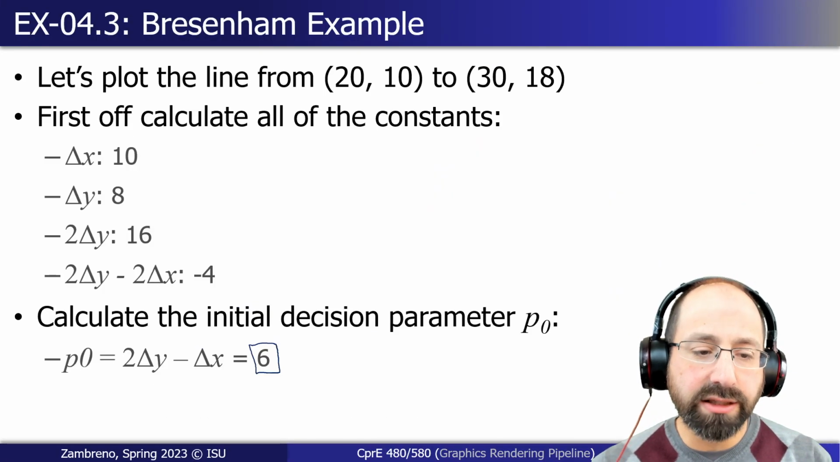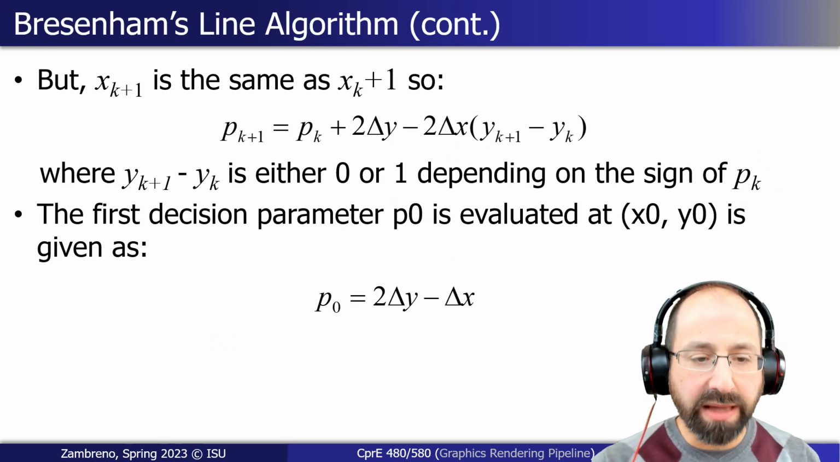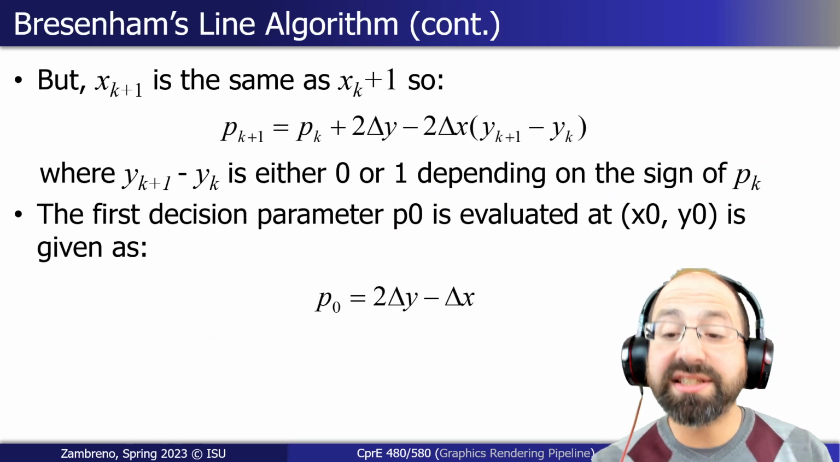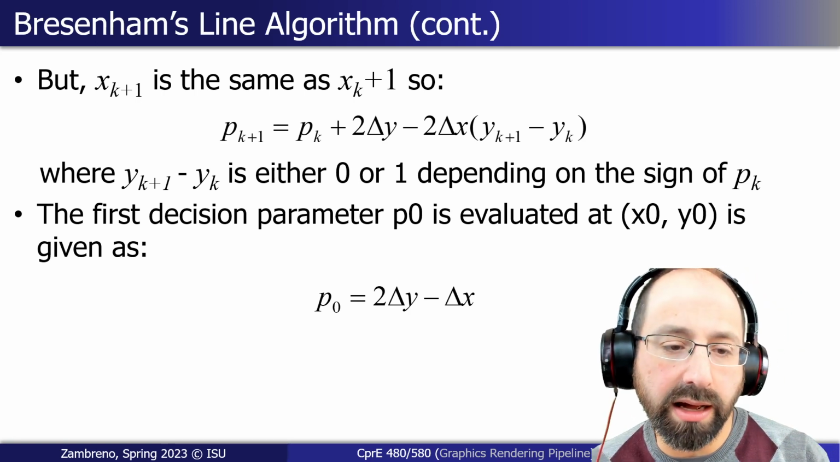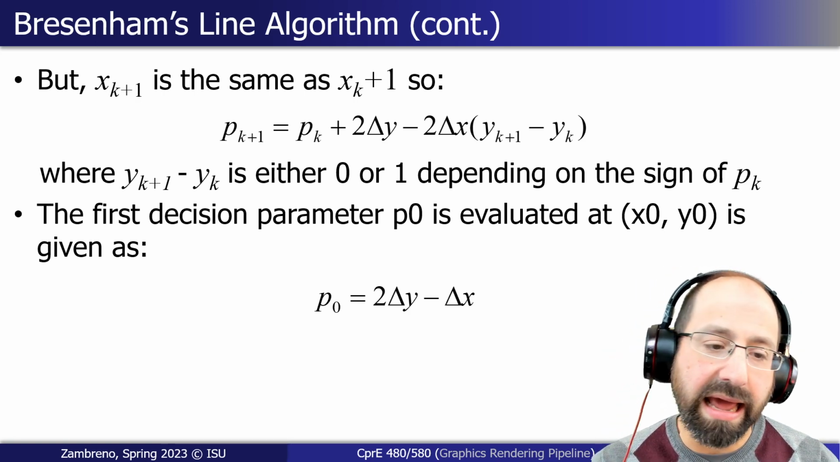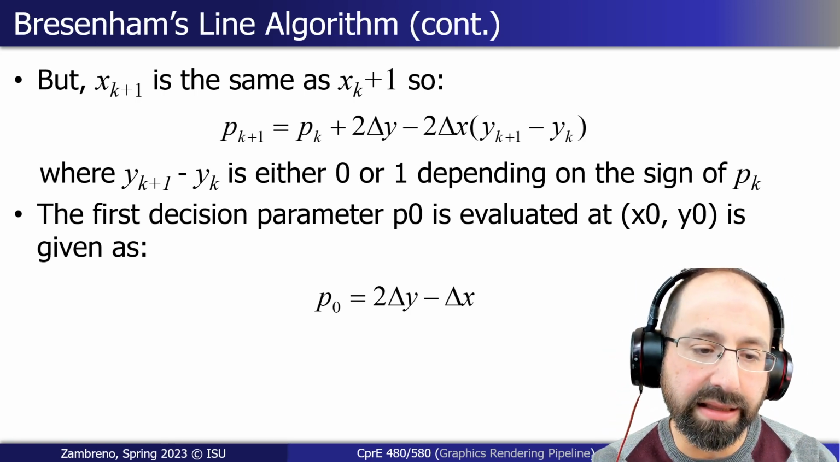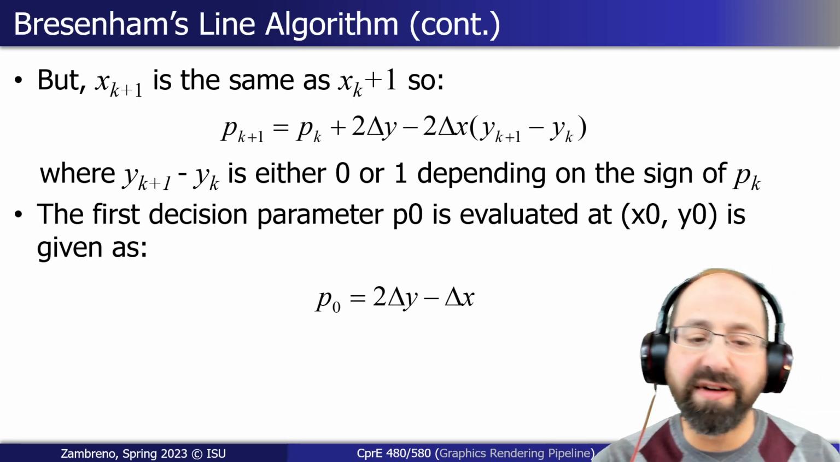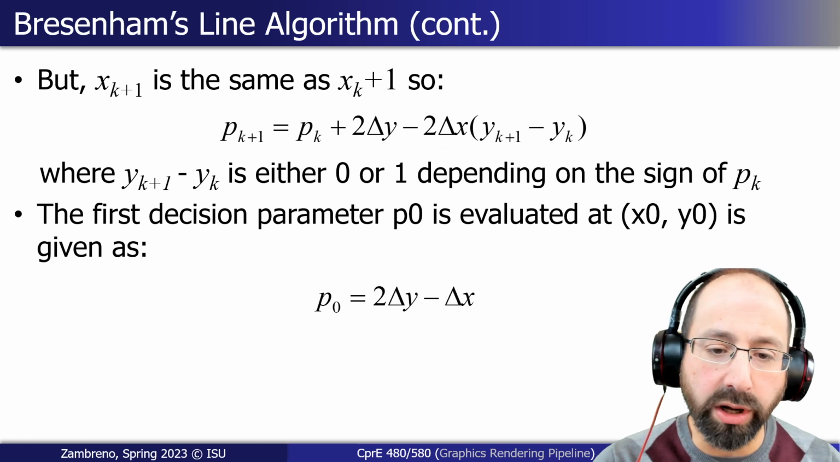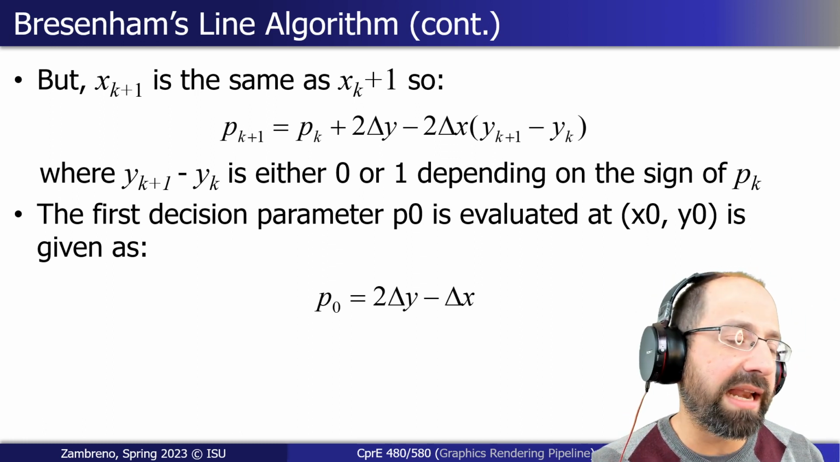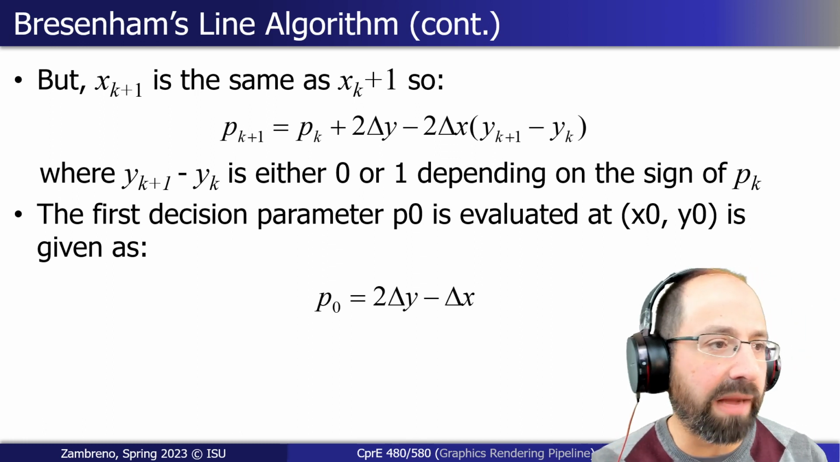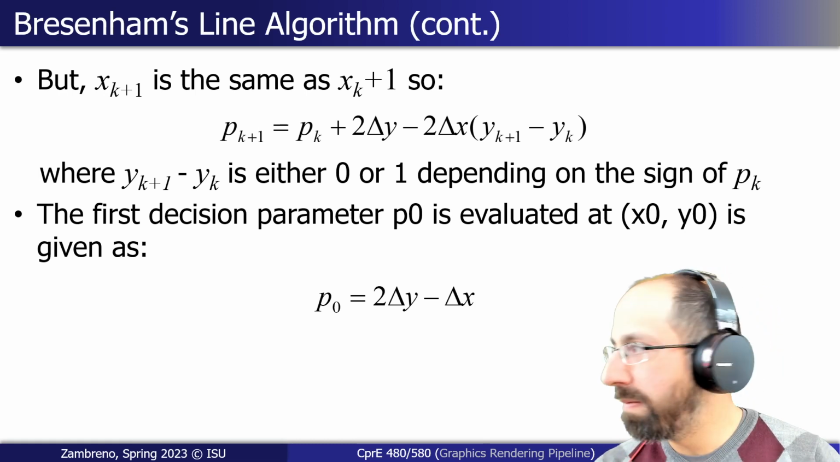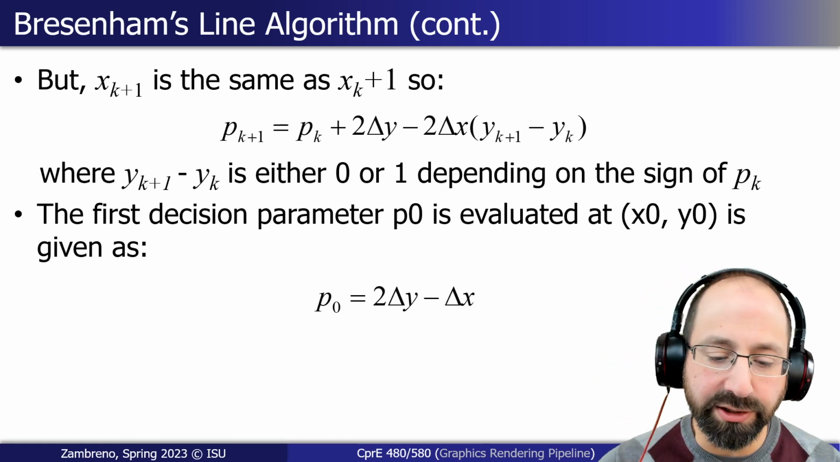Yeah, the way that's phrased here with regards to p sub k plus 1 is the decision we make at step k plus 1, and depending on what the sign of the prior p sub k is, the value is either going to be 0 or 1. I see what you're saying. You could write that as y sub k minus y sub k minus 1 if you wanted to.